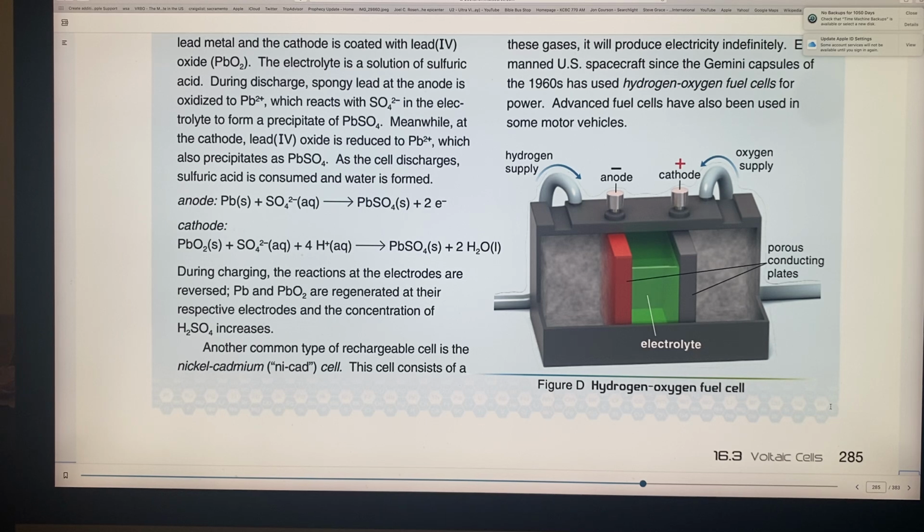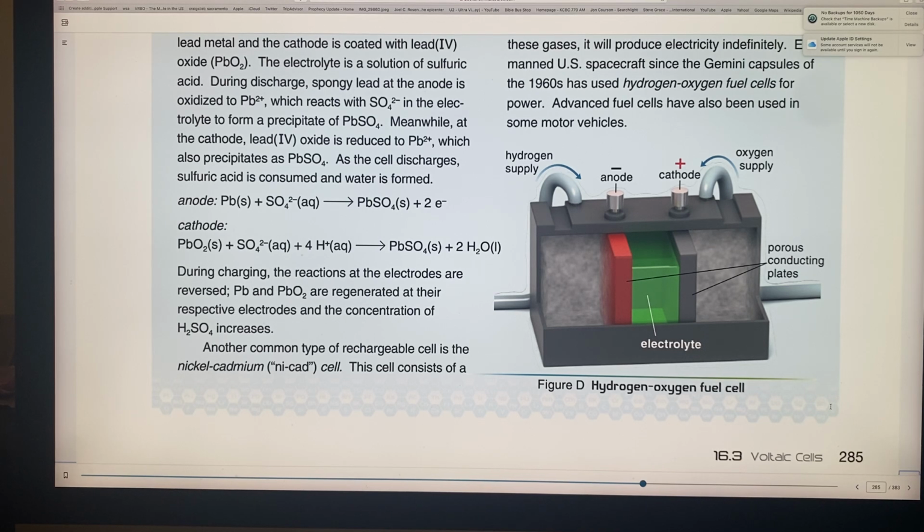And they use this for things like space travel, might be one. Used for the U.S. spacecraft in the Gemini capsules. Because the hydrogen and oxygen fuel gives them power. So, hydrogen and oxygen fuel cells are power.